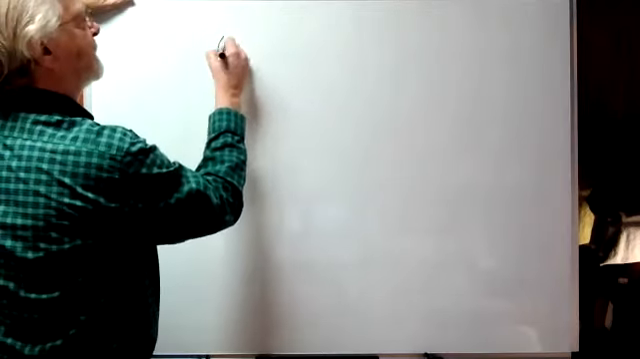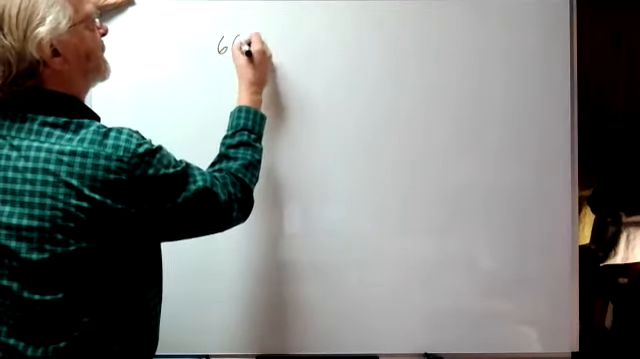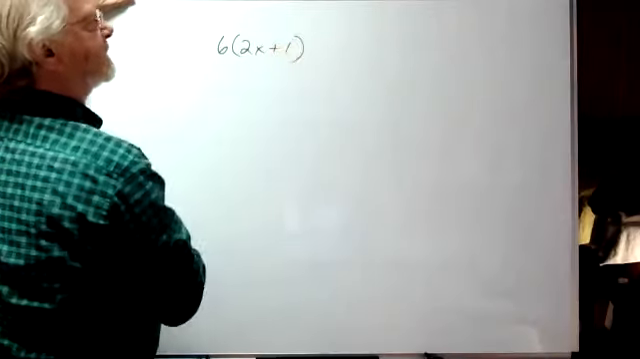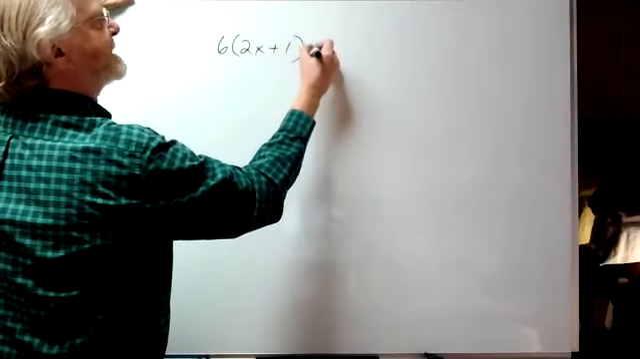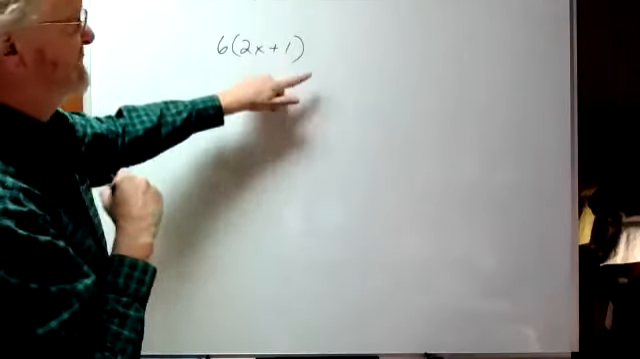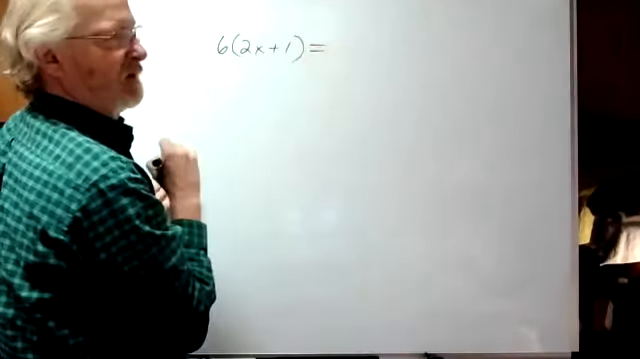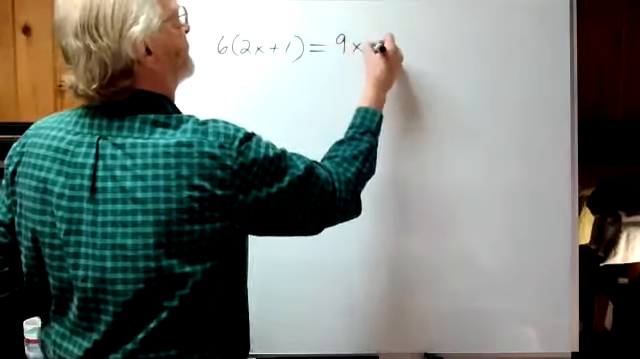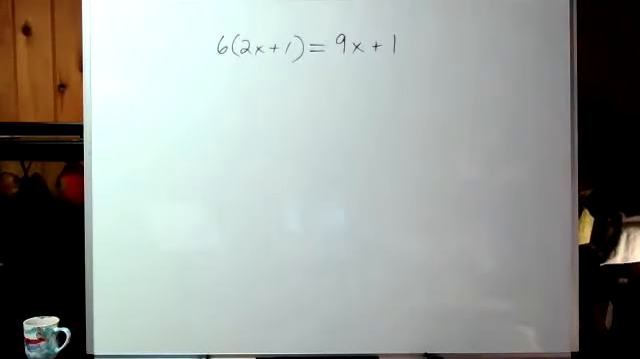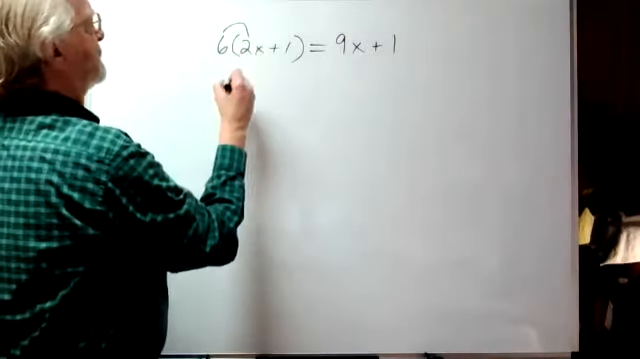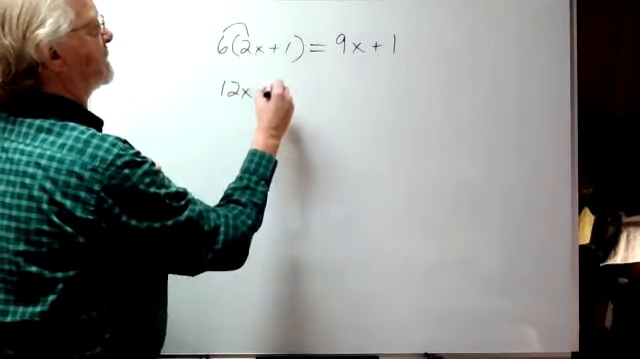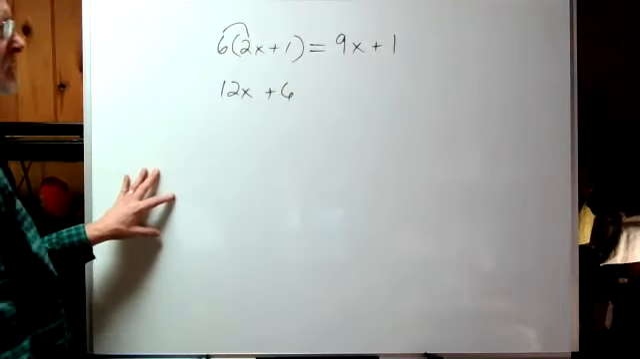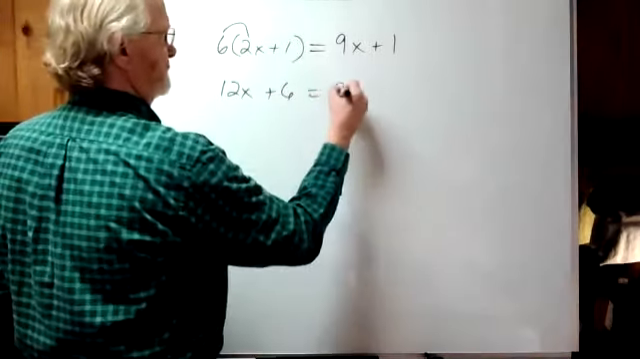Perfect. Okay, so it's 6 times the quantity 2x plus 1, equals 9x plus 1. So the first thing I would do is 6 times 2x and get 12x, and then 6 times 1 and get 6. So I have 12x plus 6, equals 9x plus 1.